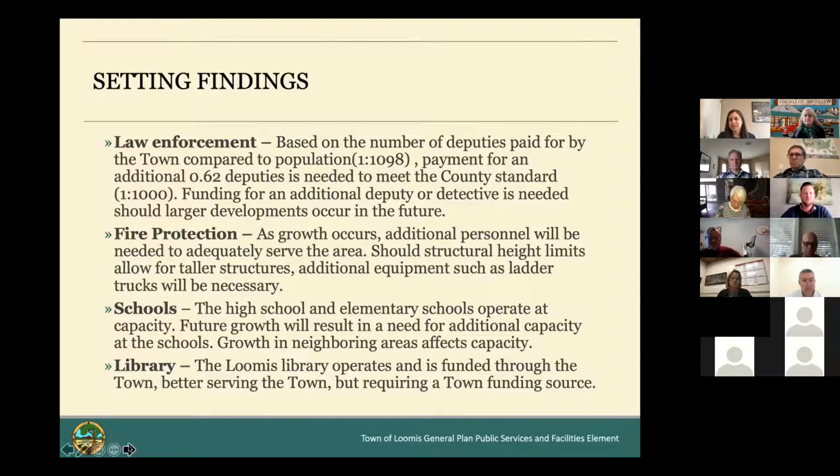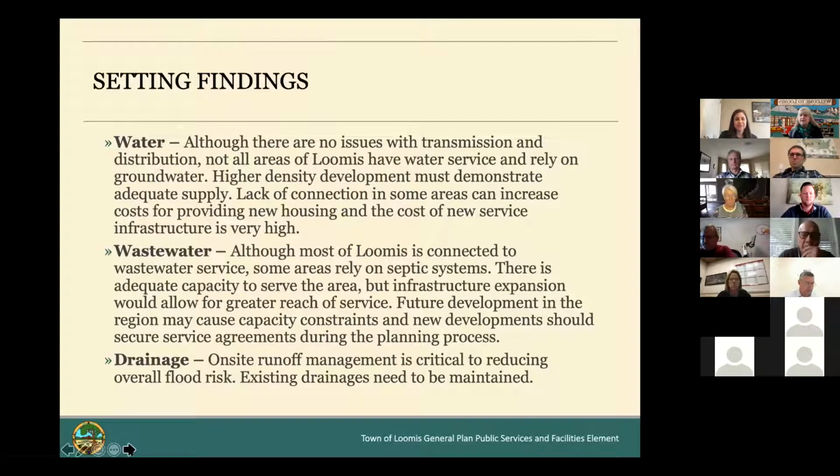So that's another thing to keep in mind when we're planning for policies in relation to public services. The Loomis Library operates and is funded through the town. So it's better serving the town, but it also requires town funding to operate. So that's one of the other changes that you will see in the setting.